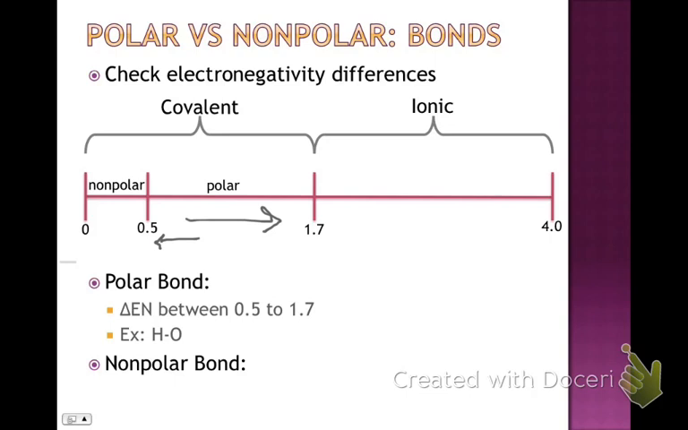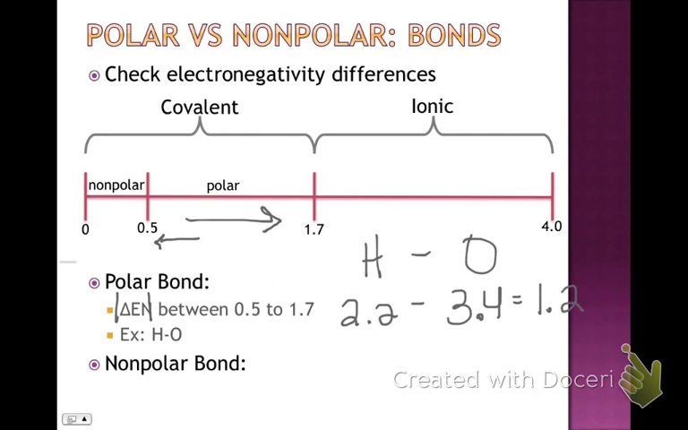So our example was HO. From Table S, we'll find the values of hydrogen and oxygen. Hydrogen was 2.2, and oxygen was 3.4. And eventually you'll start to memorize some of these, especially these common ones. One thing to note is that this is absolute value because we don't have anything that's negative, so we obviously want to find something in the positive range. So we subtract 3.4 minus 2.2, that's a little bit easier to do. That ends up being 1.2. So 1.2 falls around, let's see, maybe around here. Okay, it's still polar, it's a polar bond.